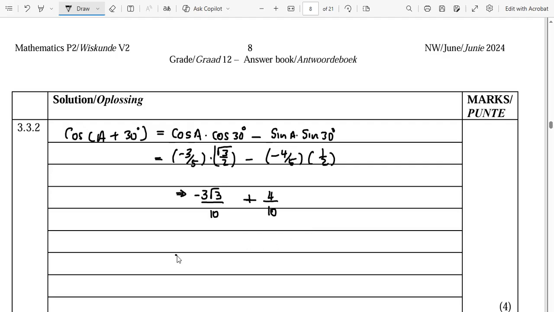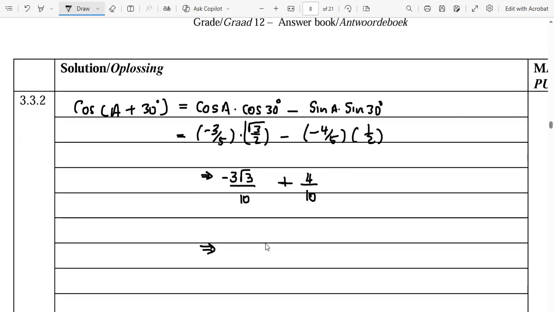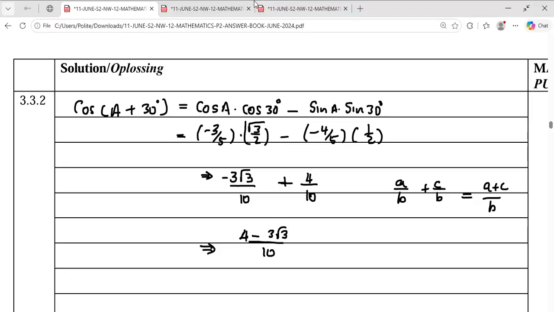I think we can write this in this form and say, what will this be equal to? We can write this as 4, then we subtract 3 root 3 over 10. Because if I have A over B plus C over B, since the denominators are the same, I can write this as one fraction and then add the numerators. Okay, and I think that's it for that question. Let's move to the next one.